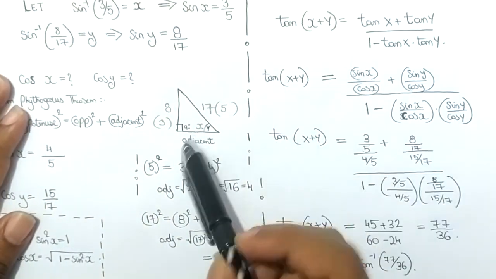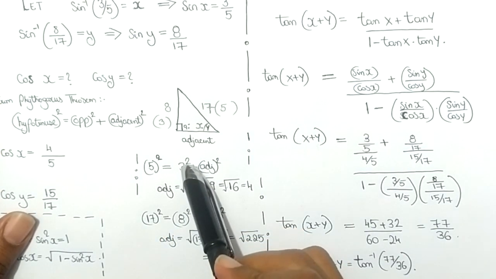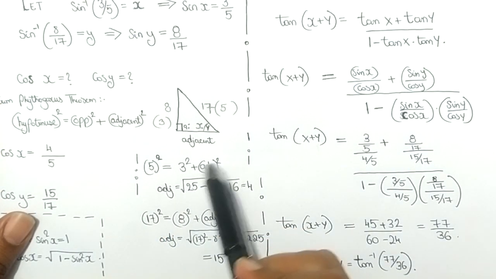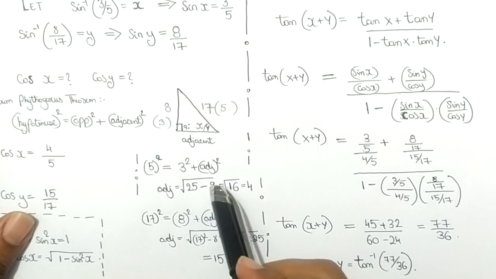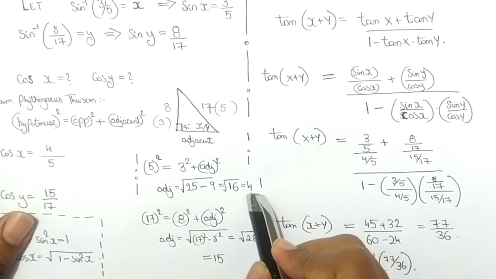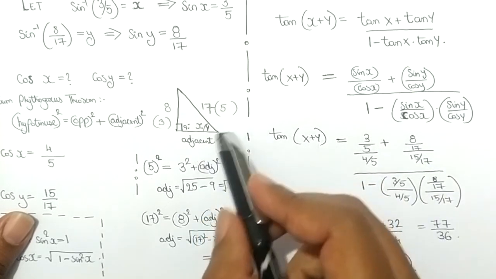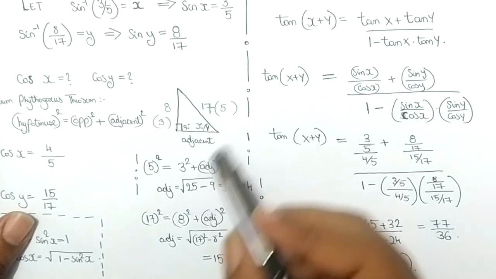The next step, from the Pythagoras theorem: 5 square is equal to 3 square plus adjacent square. Adjacent is equal to the square root of hypotenuse square minus 3 square, that is opposite square, which will give you root of 16. That's going to give you 4. 4 is nothing but the adjacent value for the given angle, with given sides 3 and 5 for angle x.